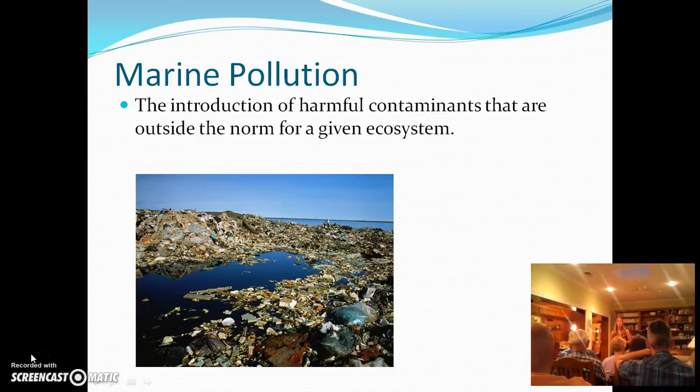Today I'm going to talk about the types of marine pollution, the effects of marine pollution, and what can be done to stop it. Now that I've said that, we will start with the types of marine pollution.